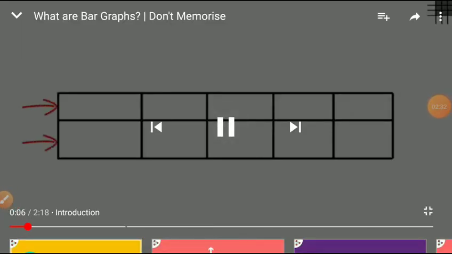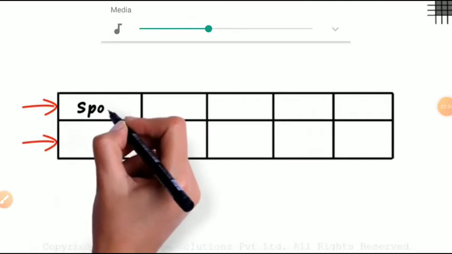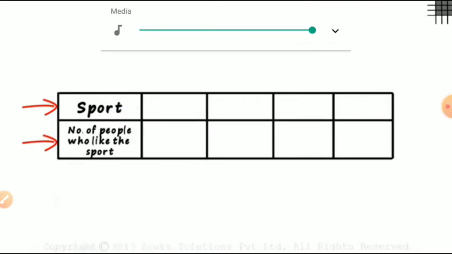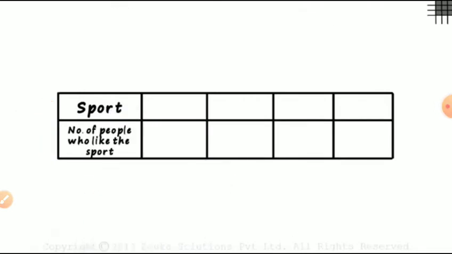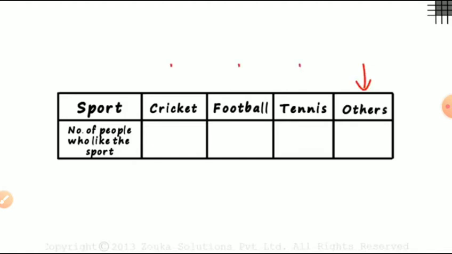We have two rows. In one, we write the sport, and in the other, we write the number of people who like the sport. The four categories are cricket, football, tennis, and others. Others would include all kinds of sports apart from these three. And this is the data we have. 10 like cricket, 13 like football, 2 like tennis, and 5 like sports which are other than these three.